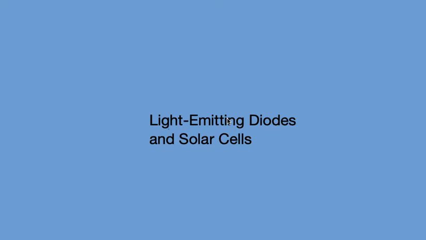Okay, today we're going to be talking about light emitting diodes and solar cells. So, last time we learned about diodes, and a light emitting diode, or LED, is a type of diode which emits light.